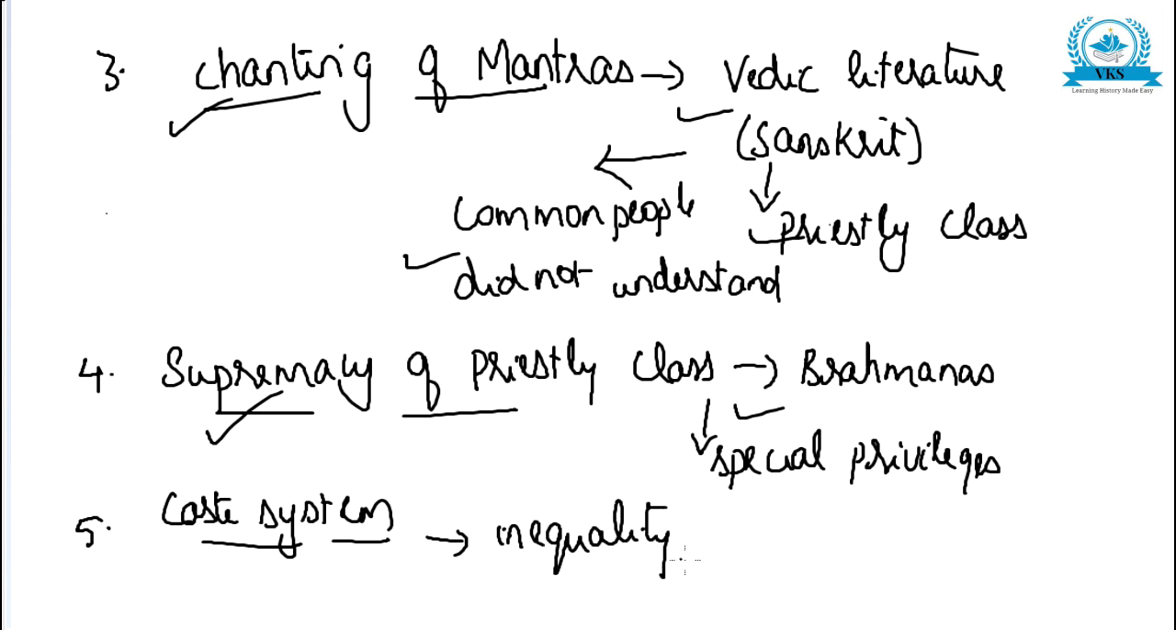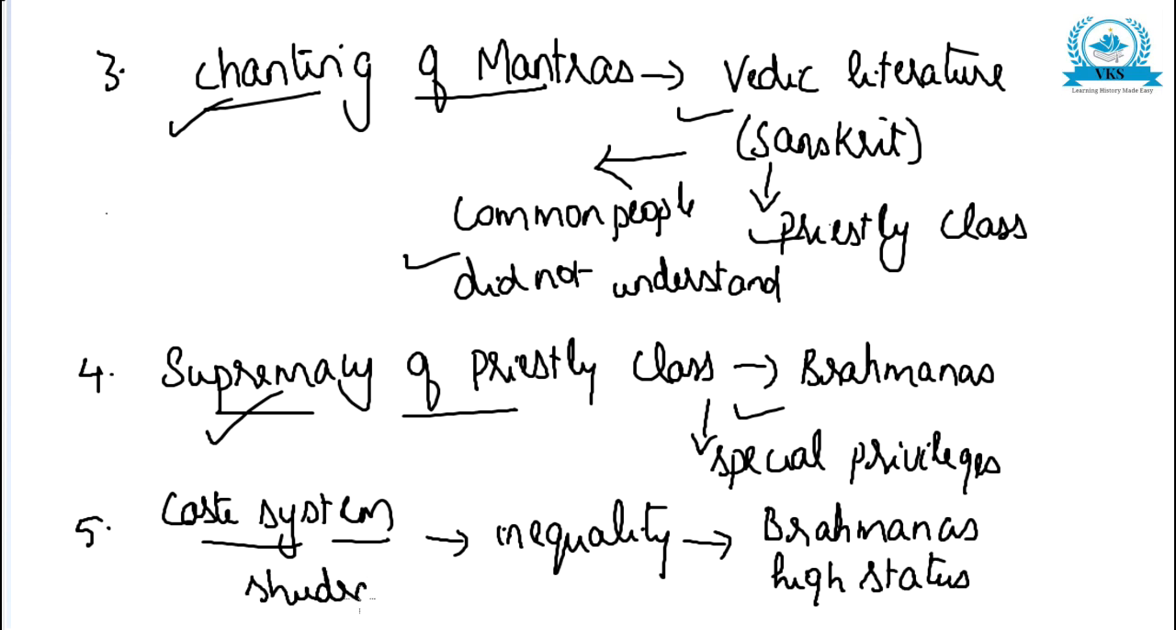That is, the religion itself was divided into different castes, and in this caste system, Brahmanas were superior and enjoyed high status, and Shudras, that is the lower class, always had to suffer. So the religion was divided into different castes like Brahmana, Kshatriya, Vaishya, Shudra, and there was a lot of inequality among them. Brahmanas had high status and Shudras had to suffer. So this was the fifth factor for the rise of new religion.